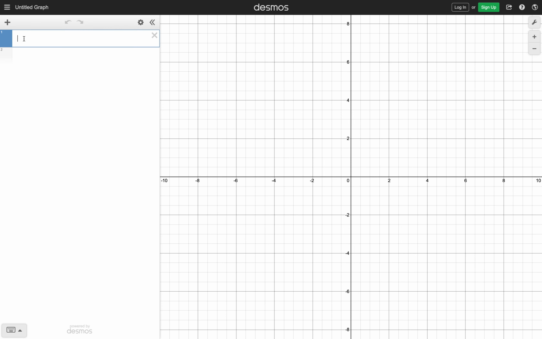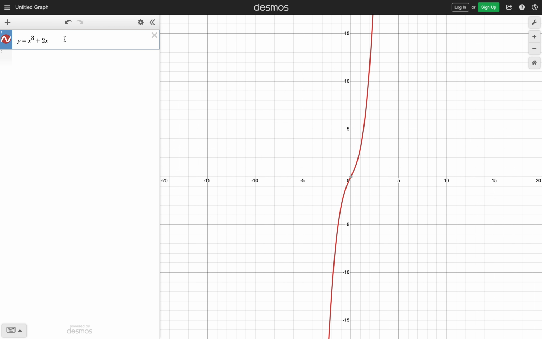Okay, we'll say we have something like y is equal to x to the third plus x. Let me change that up a little bit. So you have x cubed plus 2x. Okay, and just for key points here, I'm going to put in a table.